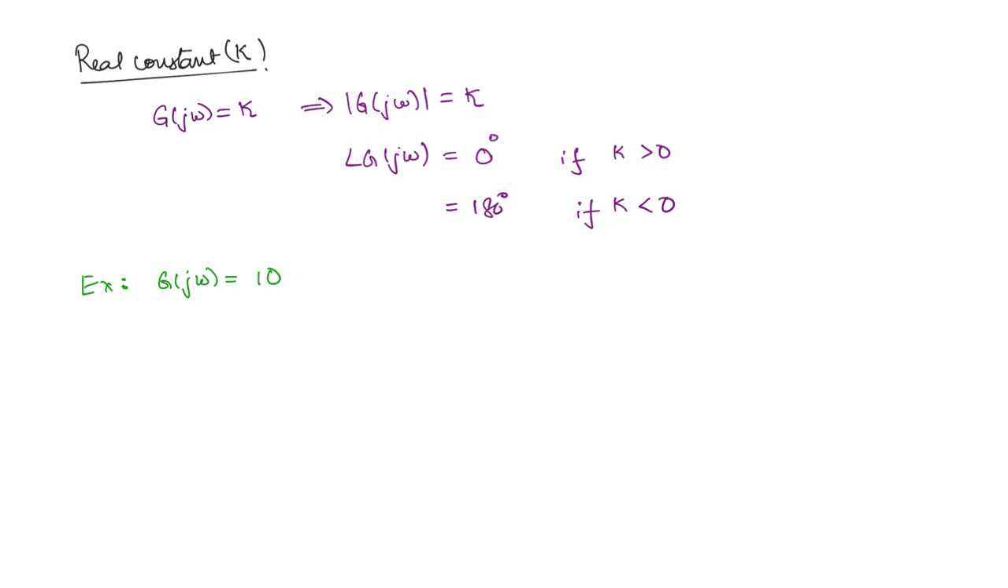Then what will be the magnitude in dB? This is going to be 20 log mod g of j omega, which is simply 20, because when nothing is mentioned the log is to the base 10. Now what if g of j omega is equal to minus 10? Then also it will be 20 only, because this is only a magnitude plot. Remember that. Then what about the phase? The phase is given by 0 degrees.